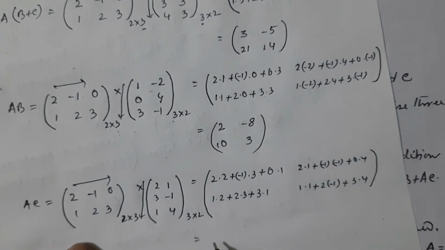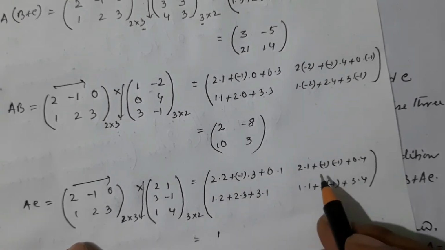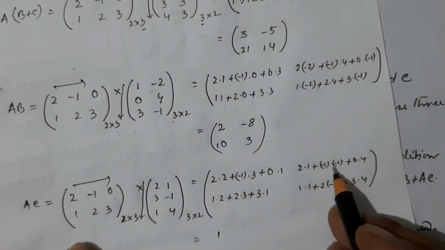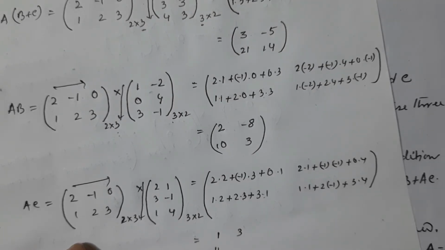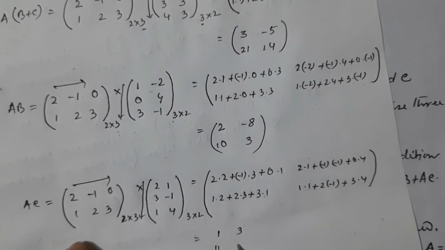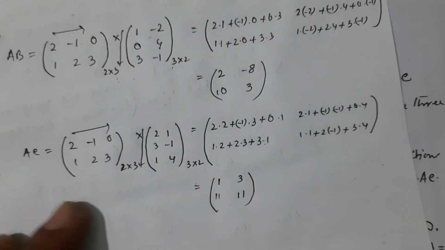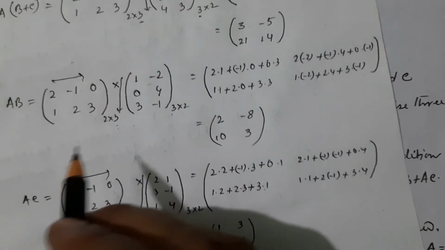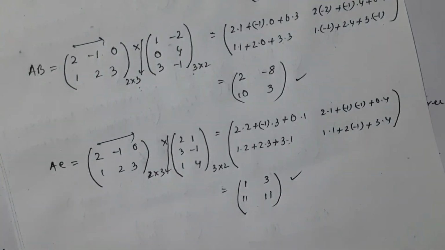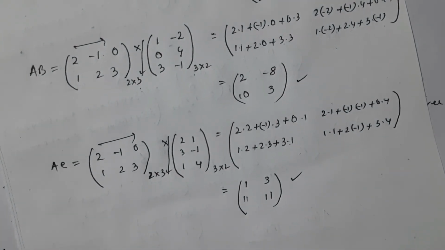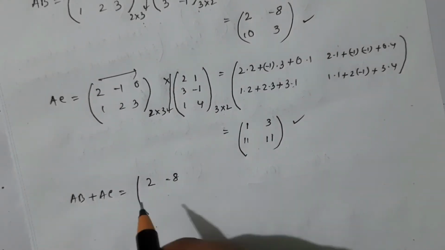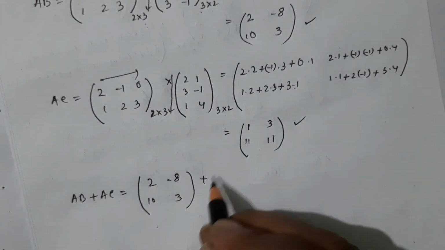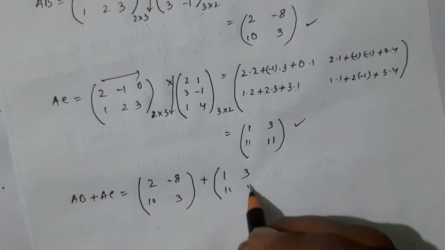So we get AC as the matrix 1, 3, 11, 11. So we can add AB and AC, that is equal to 2, minus 8, 10, 3 plus 1, 3, 11, 11.